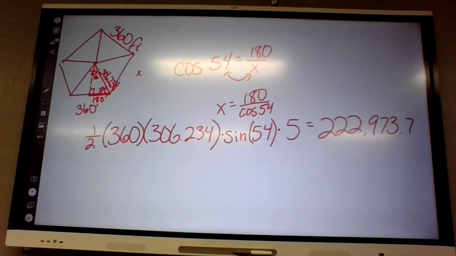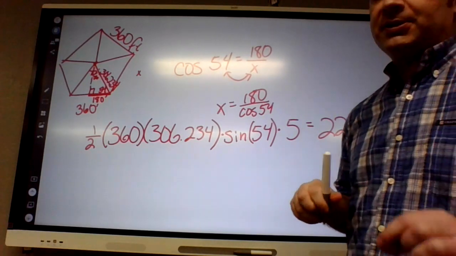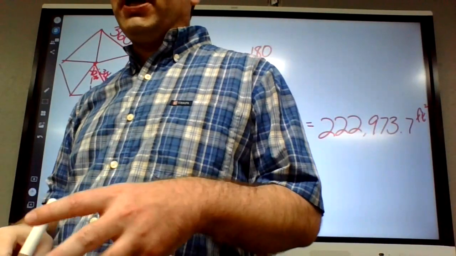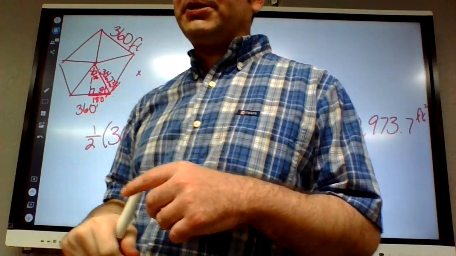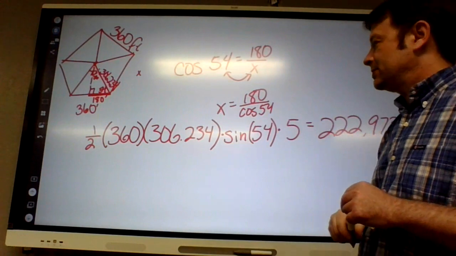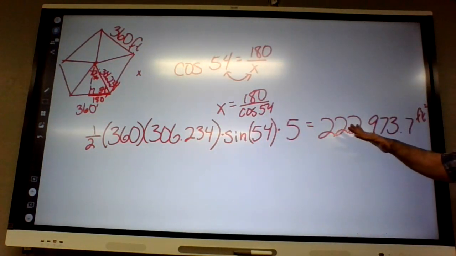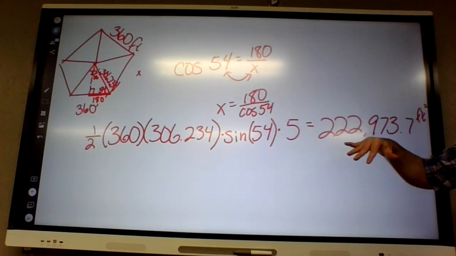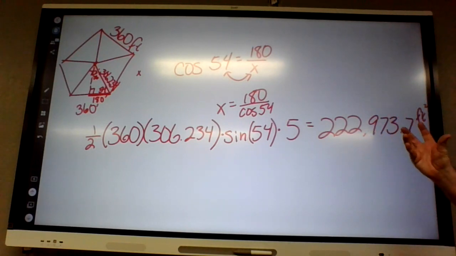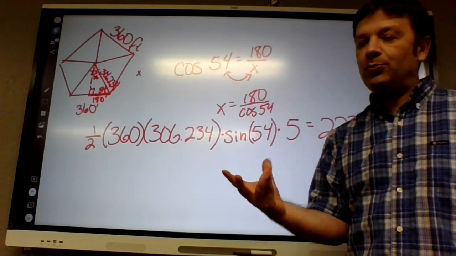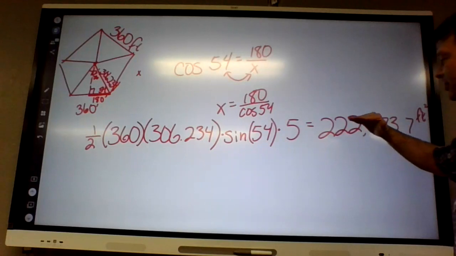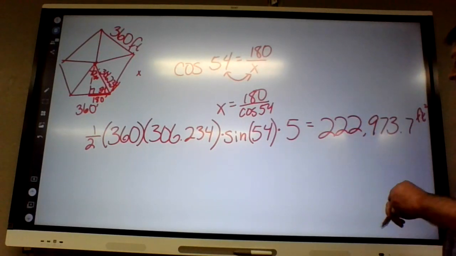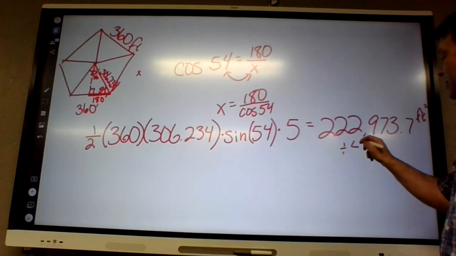Anyways, that's how many square feet it is. But the question is, how many acres is it? So if you read on the problem, it says 1 acre is 43,560 square feet. So how do we turn this many feet into acres? You have to divide it. It takes 43,560 to make 1 acre. So we need to figure out how many 43,560s would go into this, so it's divided by 43,560.